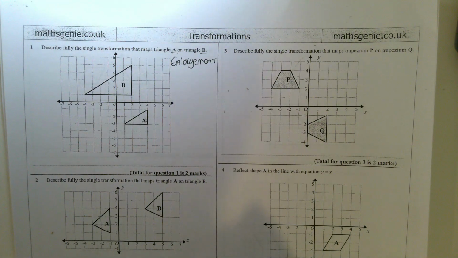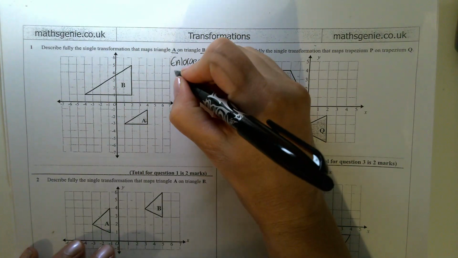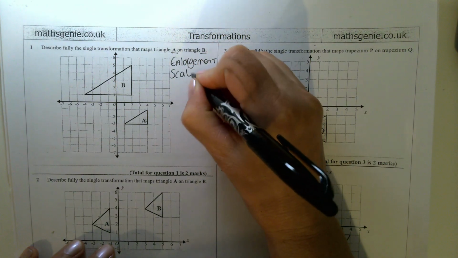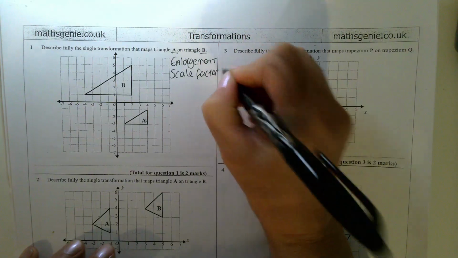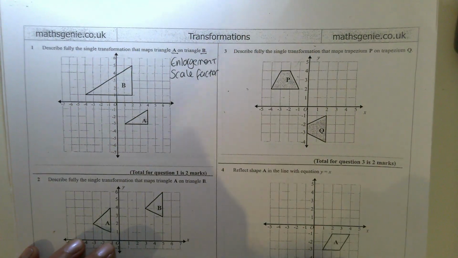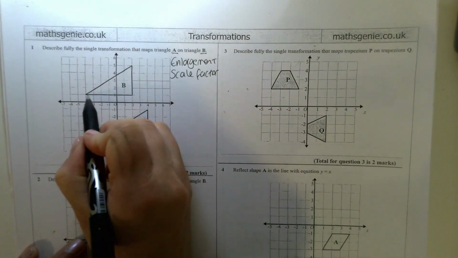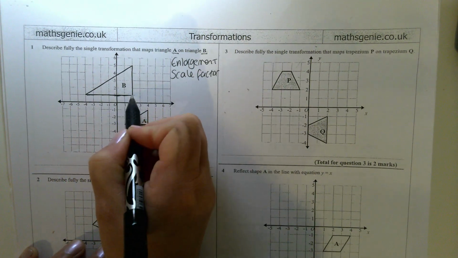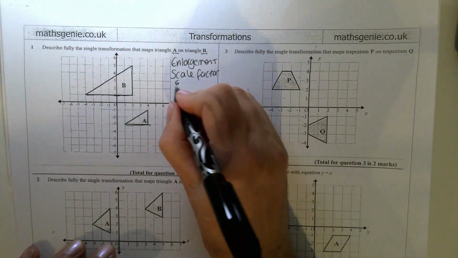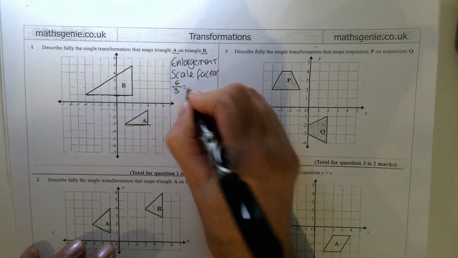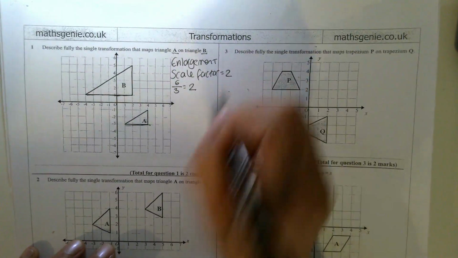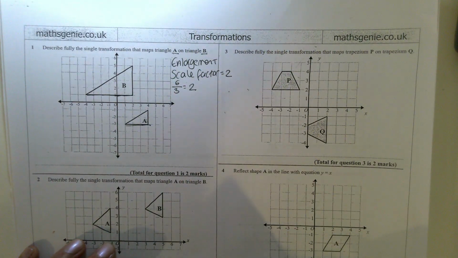Now for an enlargement, you need the scale factor. So how many times bigger has each length become? You can either take the base or the height of the triangle and measure that. 1, 2, 3 squares. 1, 2, 3, 4, 5, 6 squares. 6 divided by 3 is 2. So the scale factor is 2.